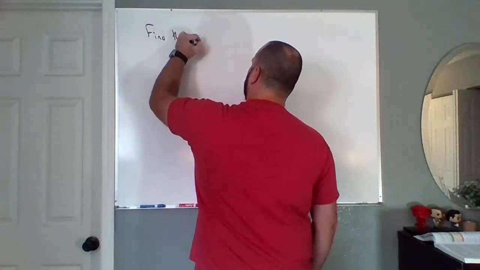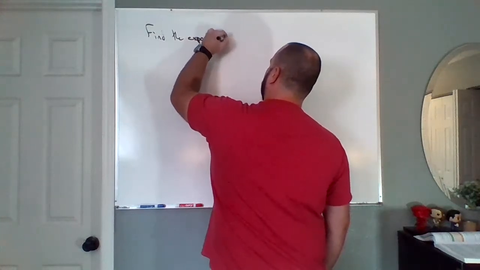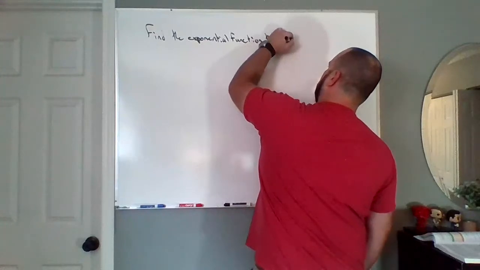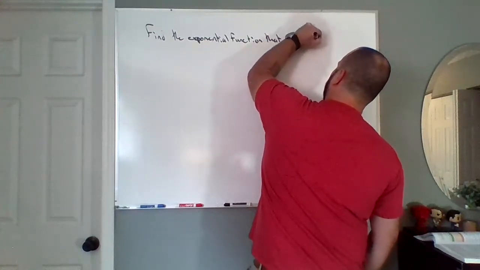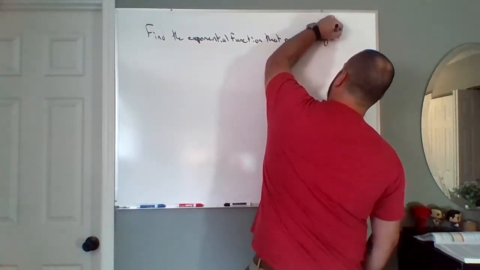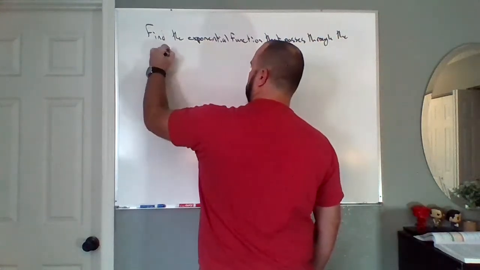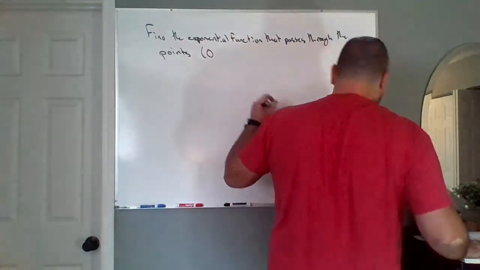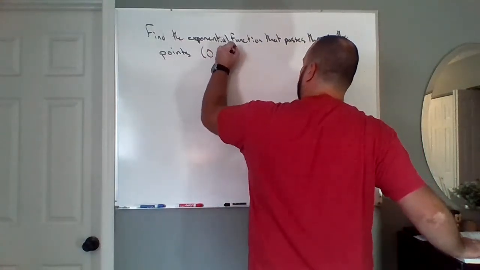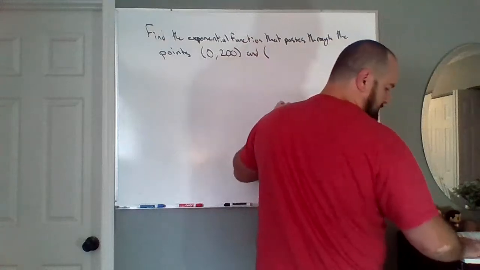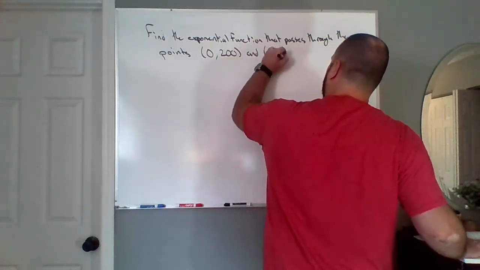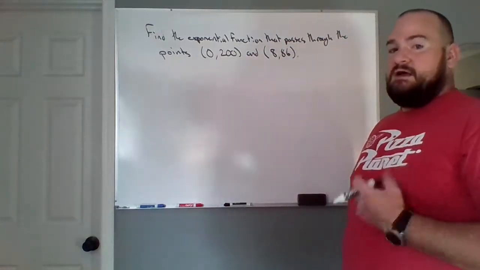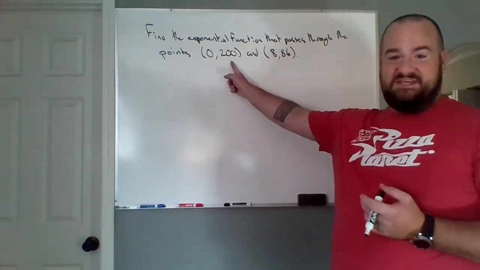find the exponential function that passes through the point (0, 200) and (8, 86). Again, notice we're given the y-intercept.